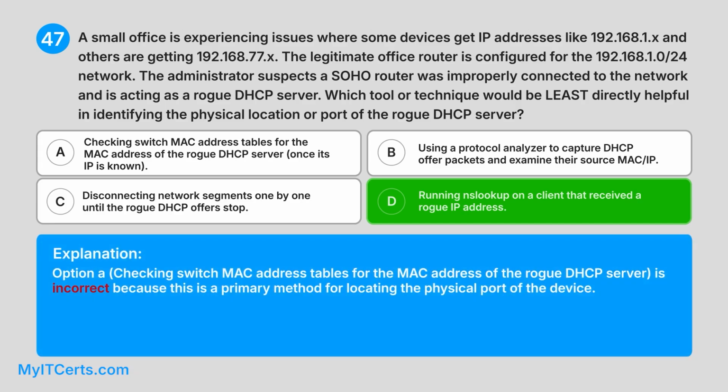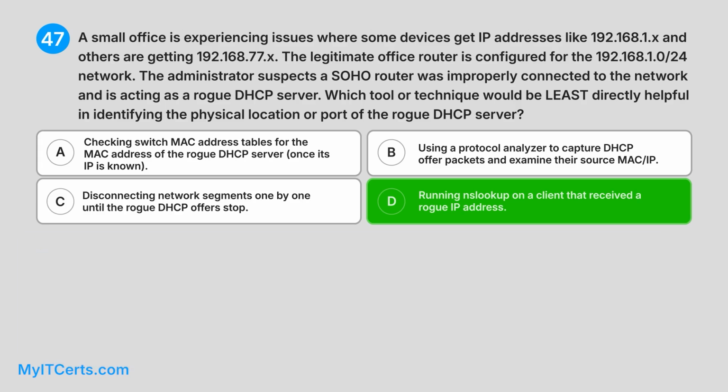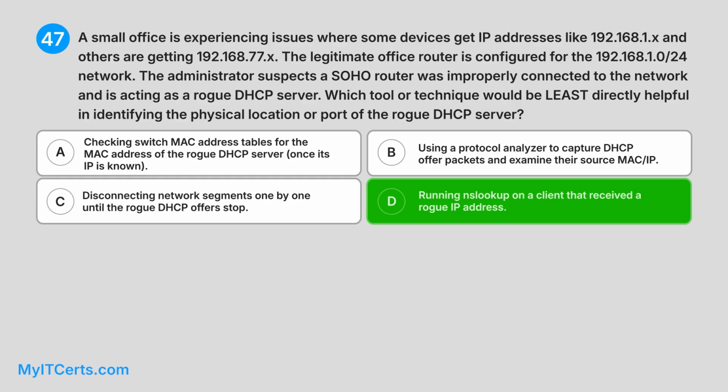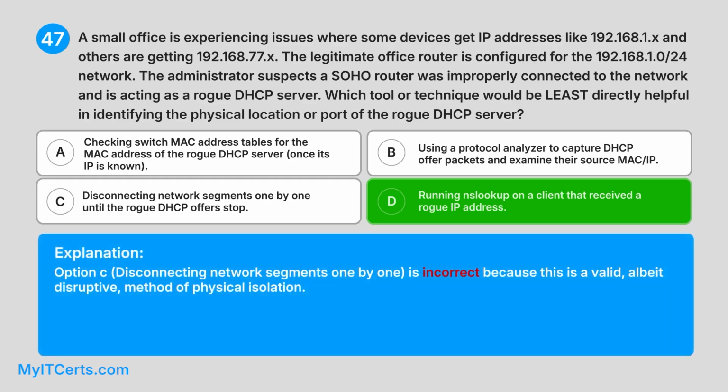Option A, checking switch MAC address tables for the MAC address of the rogue DHCP server, is incorrect because this is a primary method for locating the physical port of the device. Option B, using a protocol analyzer to capture DHCP offer packets, is incorrect because this is an effective way to identify the source IP and MAC of the rogue server. Option C, disconnecting network segments one by one, is incorrect because this is a valid, albeit disruptive, method of physical isolation.